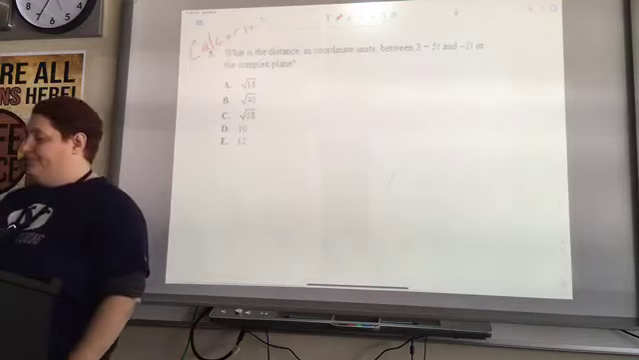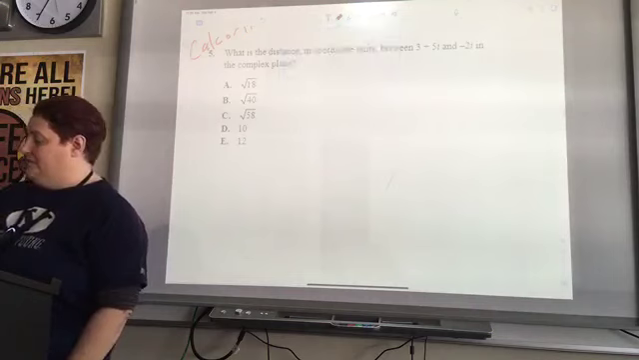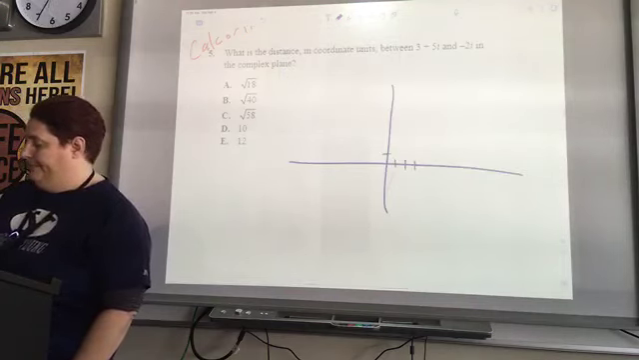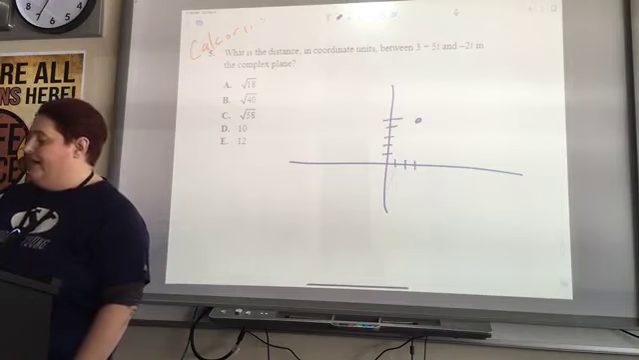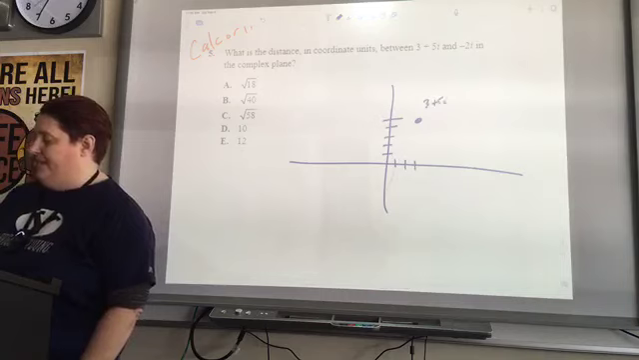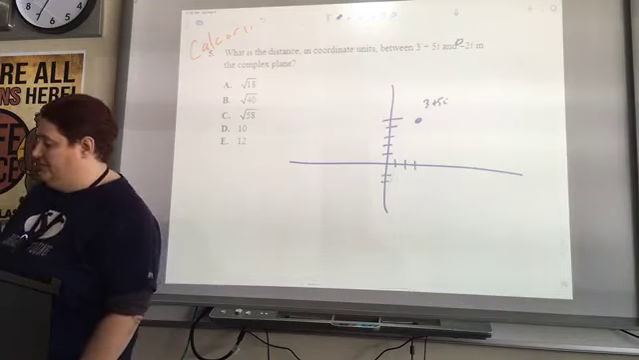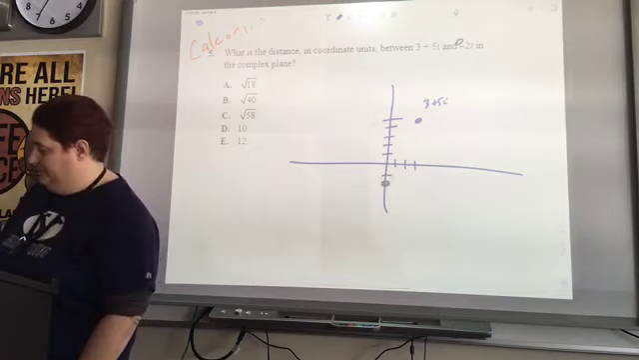All right. Here's the long way to do this question. There's a short way? Yep, there's a short way. Why don't you teach us the short way first? I will, but so you understand what you're doing. 3 plus 5i plots over 3, up 5, right? That's 0 minus 2i. That plots over 0, down 2. Okay, this is what I did.